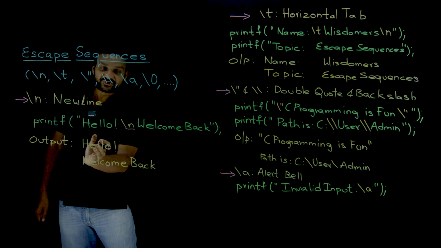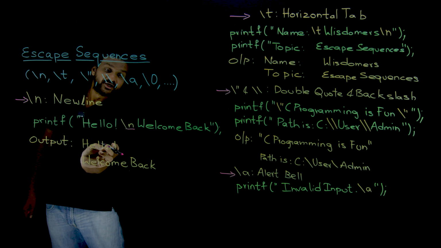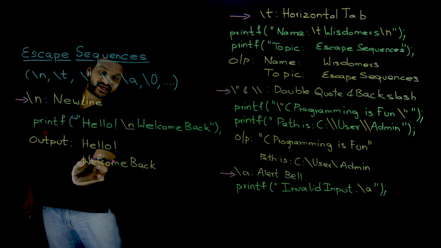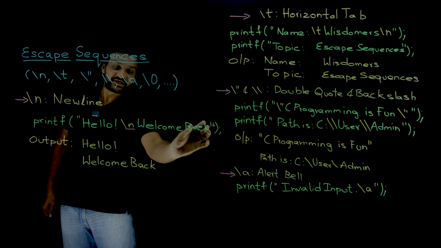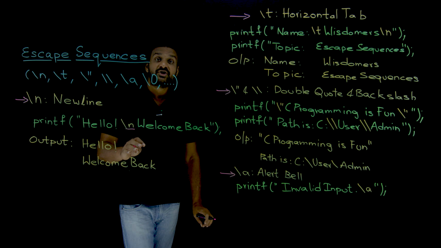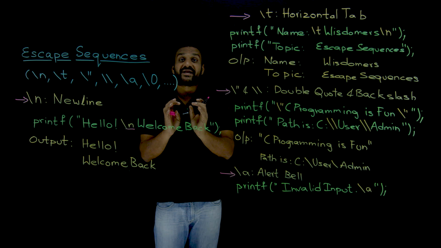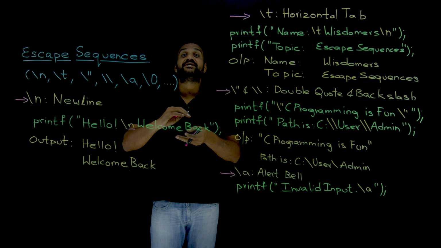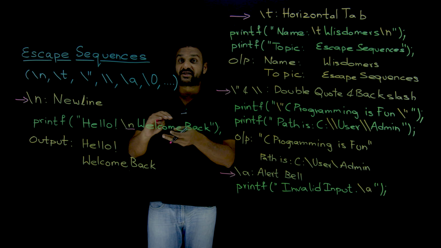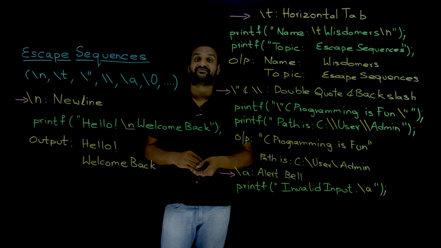So let's see the output. This is how the output will get printed. Immediately after hello, the cursor has been moved to the next line and the remaining part of this printf has been printed in the next line. So this is how a programmer can print the output in multiple lines. That is the use of the \n escape sequence.